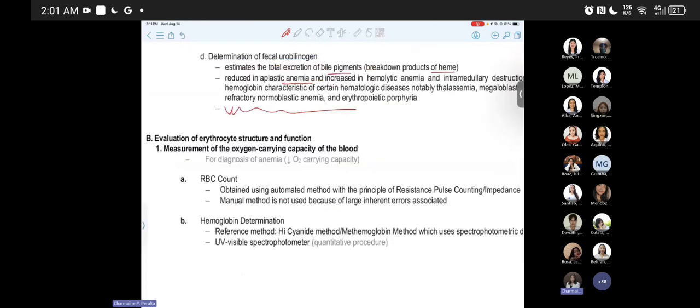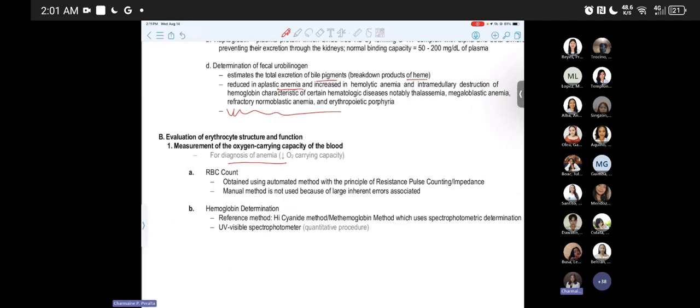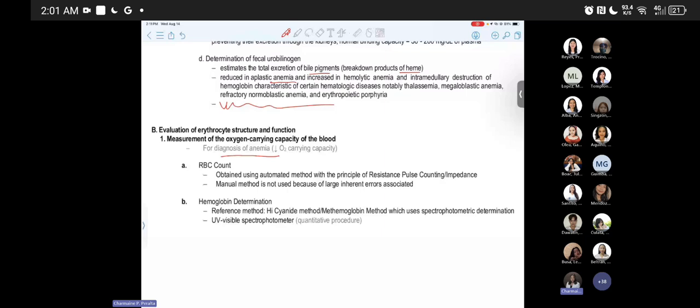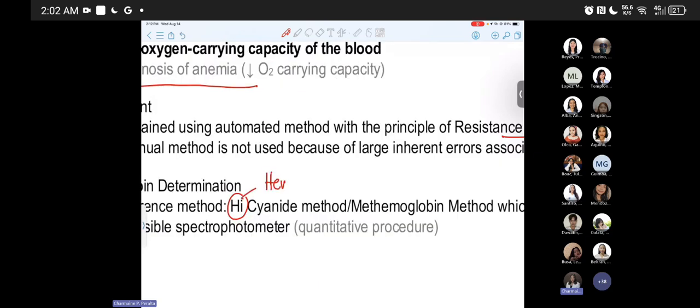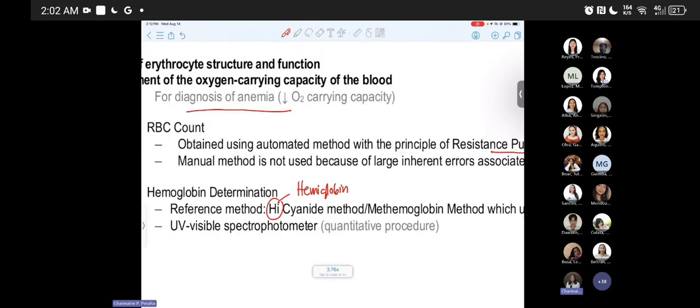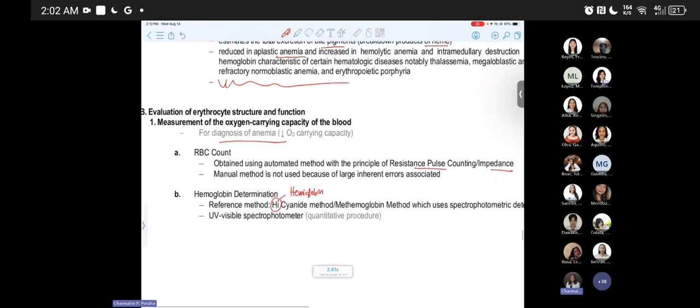Anyway, next, evaluation of erythrocyte structure and function. So we have measurement of the oxygen carrying capacity of the blood for the diagnosis of anemia or decreased oxygen carrying capacity. So we have ang RBC count and hemoglobin determination. So for RBC count, this is obtained using automated method. Ang principle is resistance pulse counting or electric impedance. So later, i-discuss natin yon. Next, we have hemoglobin determination. Ang reference method is the methemoglobin method or hemoglobin cyanide method. Kasi dating term for methemoglobin is hemoglobin cyanide method. So that is the reference method for hemoglobin determination.